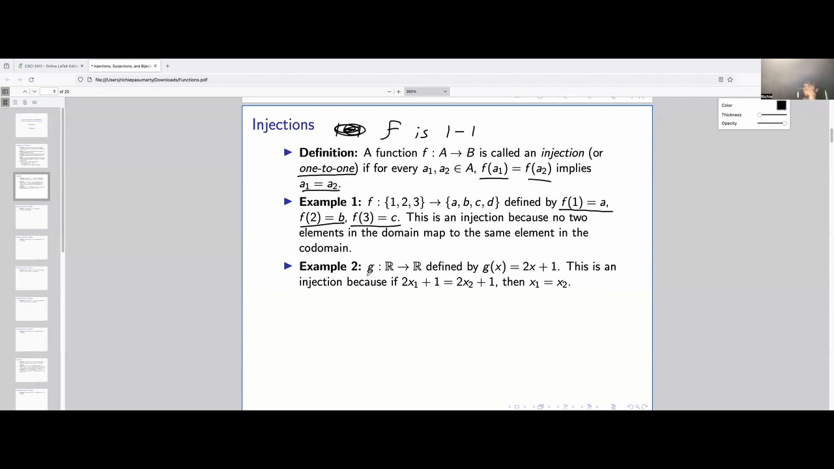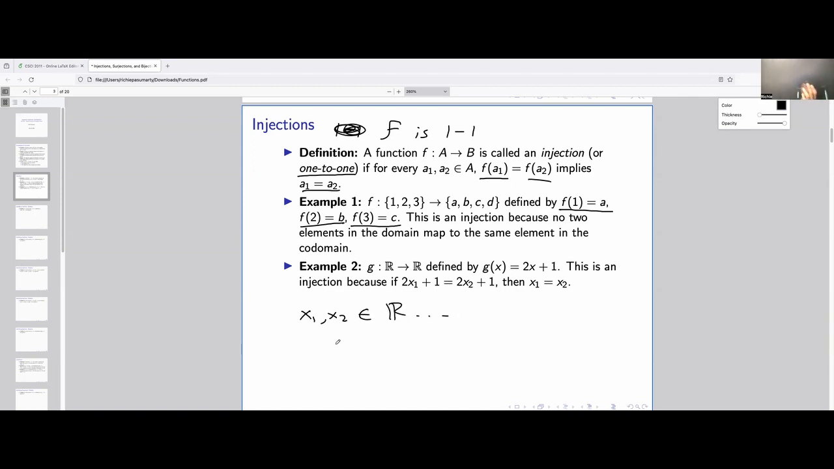Now here's another example. Let's say I have this function g from the set of reals to the set of reals, and it's defined by g of x is equal to 2x plus 1. They tell us that this is an injection, but let's just see this. So again, let's use the definition, very important. Let's say I have two numbers, x1 and x2, from the first set. So they're both from the set of real numbers.